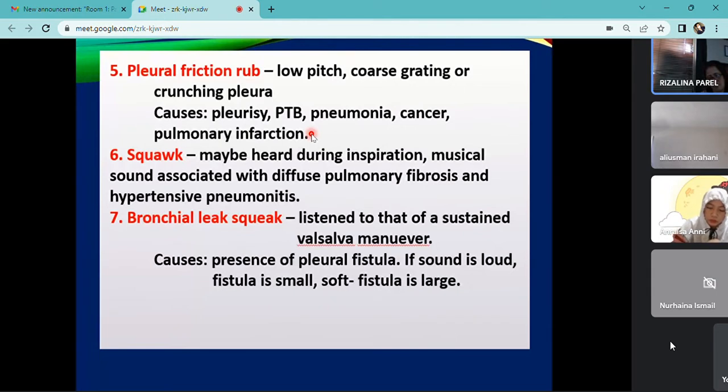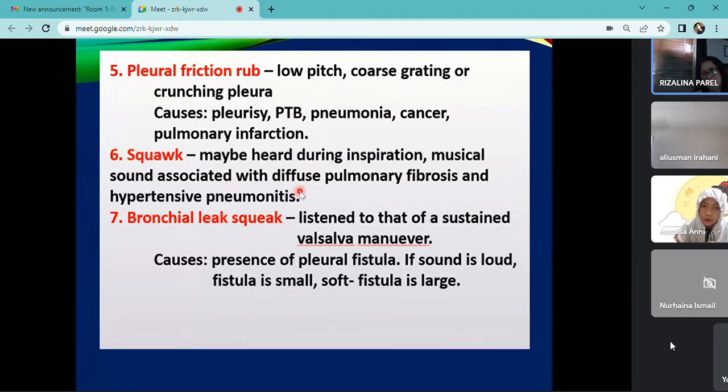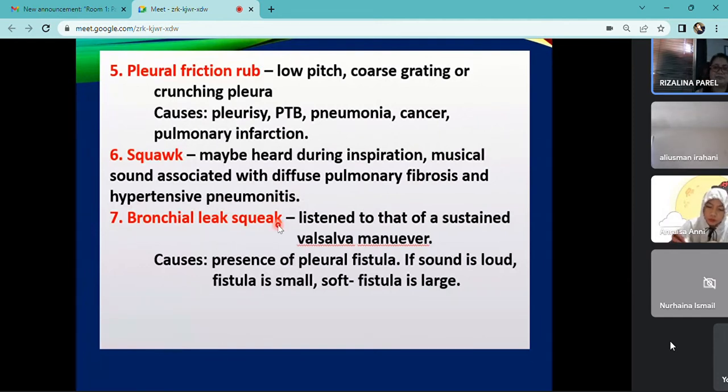I don't know if you have encountered a squawk. This may be heard during inspiration, a musical sound associated with diffuse pulmonary fibrosis and hypertensive pneumonitis. I have not heard this yet, but just take down notes of the diseases that could give you a squawk breath sound: diffuse pulmonary fibrosis and hypertensive pneumonitis.